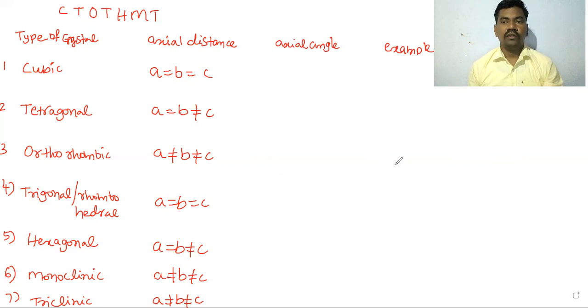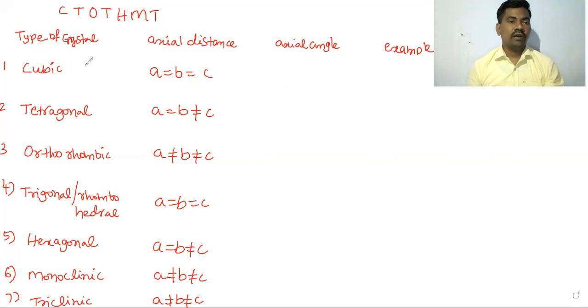Okay, this is the simple logic to remember the axial distances of the 7 crystal systems. Cubic, 3 axial distances are equal, A equal to B equal to C, then A equal to B not equal to C, then A not equal to B not equal to C. Then after completing this, from trigonal it repeats: A equal to B equal to C, then A equal to B not equal to C, and A not equal to B not equal to C. And the last one, triclinic, A is not equal to B is not equal to C.